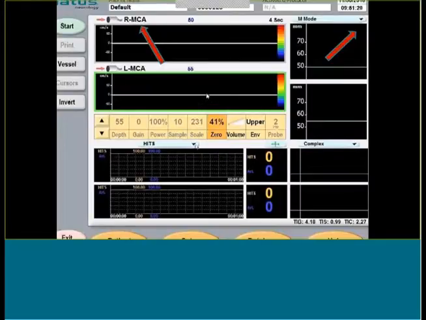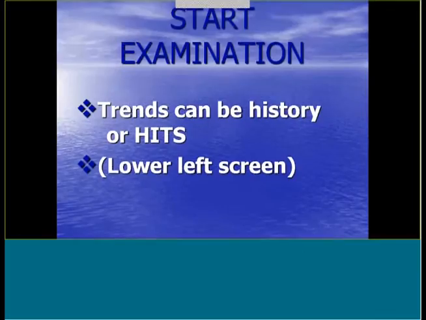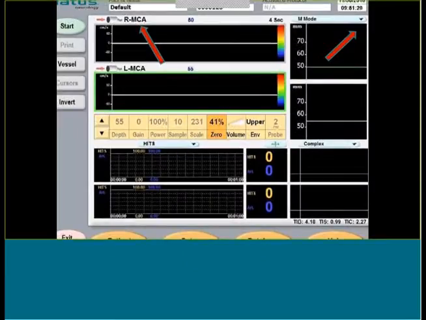This is another drop-down. It can either say HITS or it can say history. Now remember what I said earlier. The emboli detection packages now are very sophisticated, and they're up to 94% sensitive and specific. They will count emboli for you. They will count artifacts for you. They will pretty accurately differentiate the difference between the two. So remember, trends can be history or HITS. That's this right here.